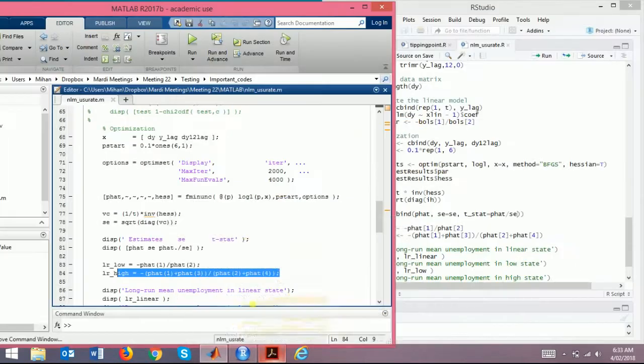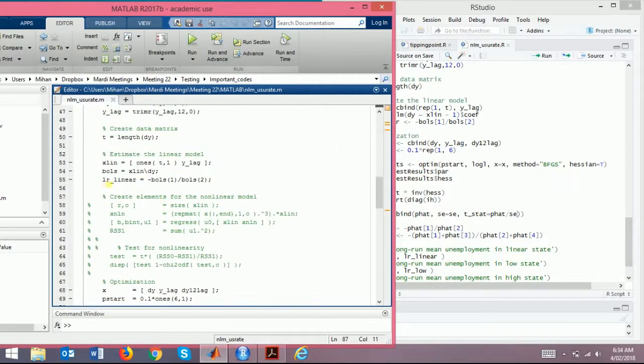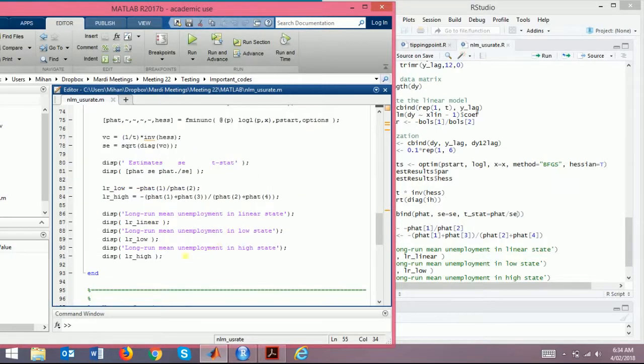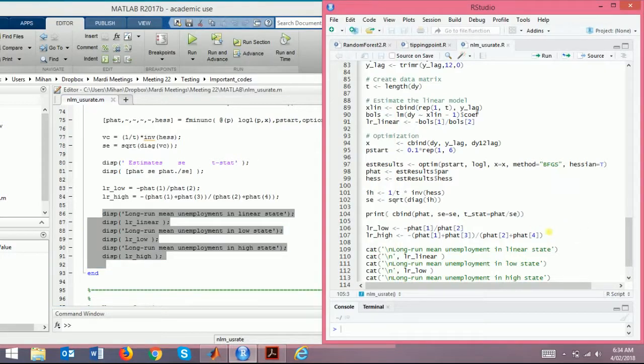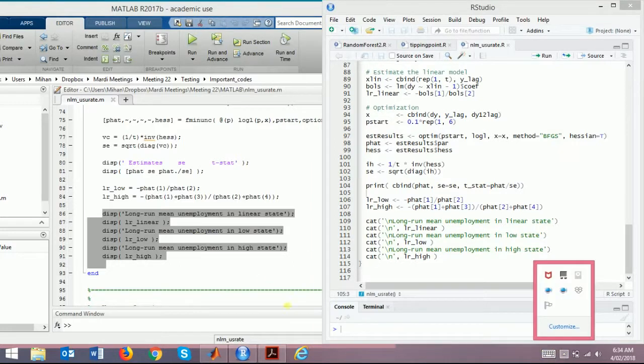That's all. So long run mean unemployment rate, LR linear, long run mean unemployment, LR low, and LR linear is simply this from OLS. In low state, in linear state is this, in low state and high state. So we estimated. So this problem is solved. Pretty easy problem, not much of a tweak in this.